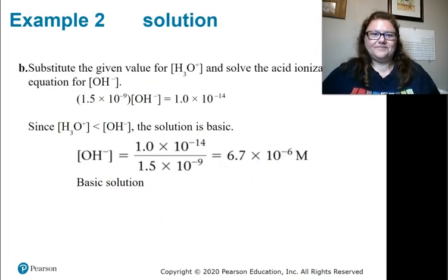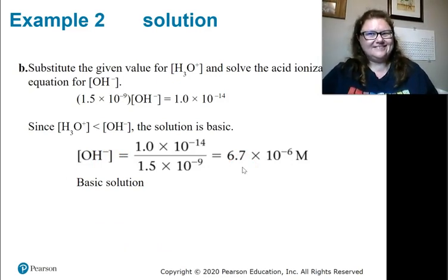Let's look at B. Okay, same thing. We were given hydronium ion concentration again, so we're going to plug it into that equation, set it equal to 1 times 10 to the negative 14, algebraically solve it, and in this case, we get the hydroxide concentration as 6.7 times 10 to the negative 6. Is that what you got?